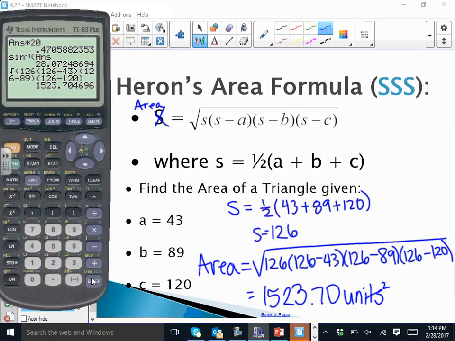Okay, that's an awfully big number, 1,523.7 square units. Does that make sense with the size of our triangle? We have very large sides, right? One of our sides is 120. Having an area that big is okay.